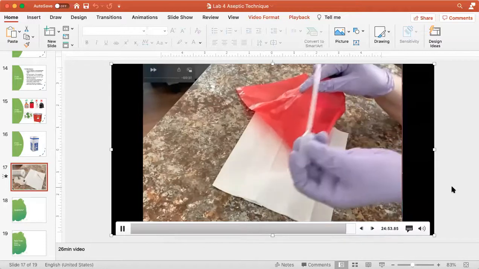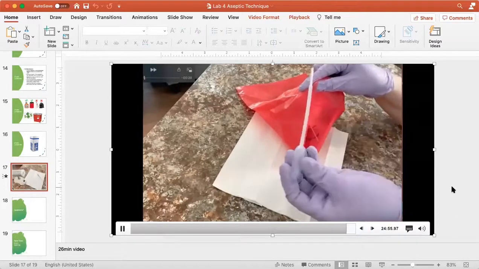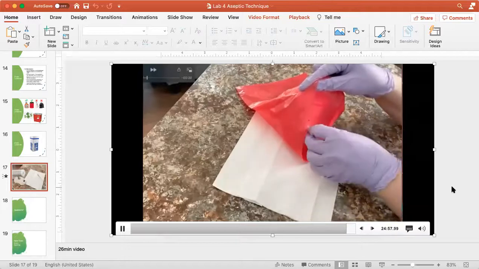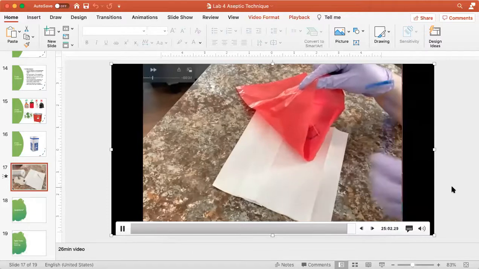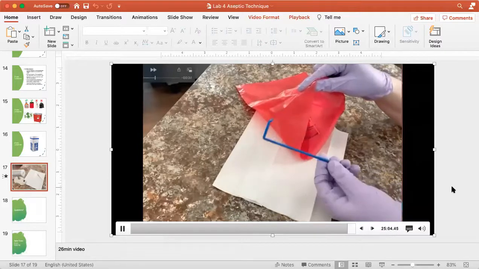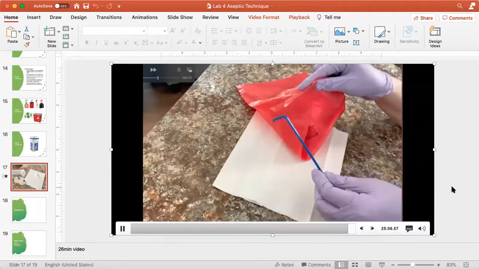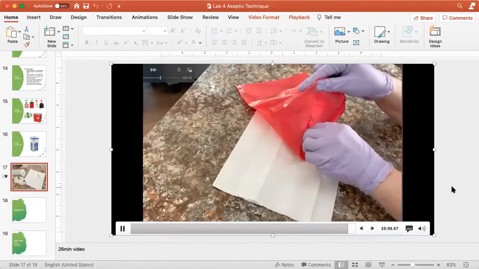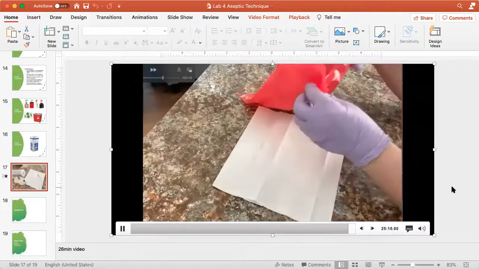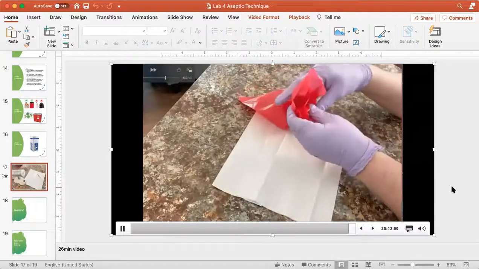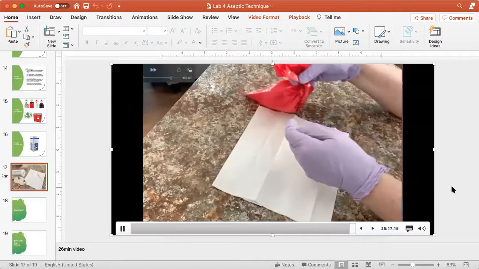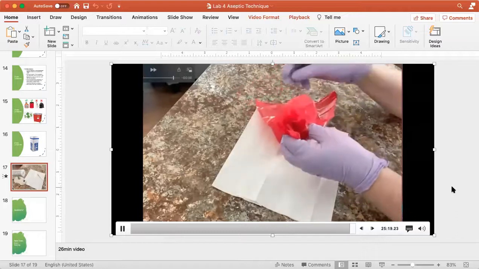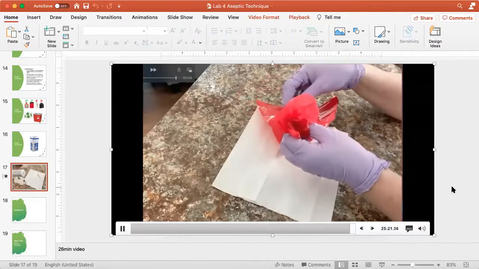our disposable transfer pipettes that may have drawn up culture, the cotton swabs, the hockey sticks, all of these things that have touched living cells that we cannot put in the incinerator because they're disposable. We're going to put them in the bag. We're going to wrap that bag up with a tie, and that bag is going to go into the autoclave.